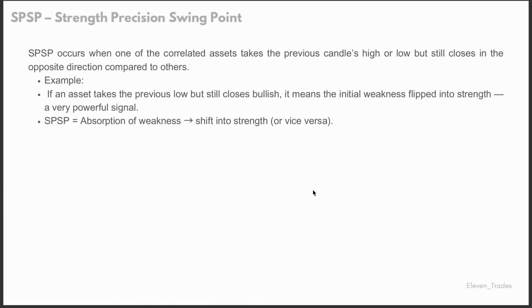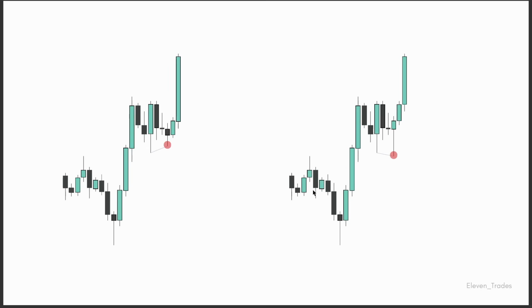This is something I found myself, and I haven't seen anyone else using it. SPSP is actually a sweep or strength precision swing point, when on the same candle we are absorbing weakness and then turning it into strength or weakness again. So here will be the example. For example, this is the gold chart and this is the XAU Euro.